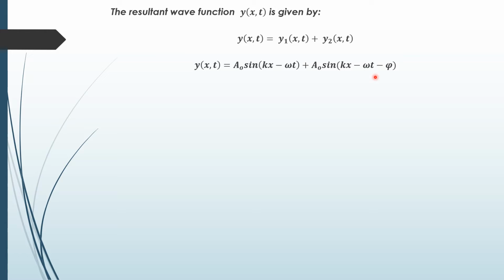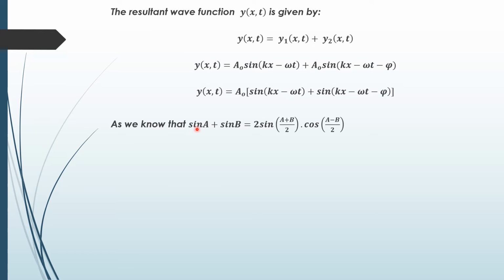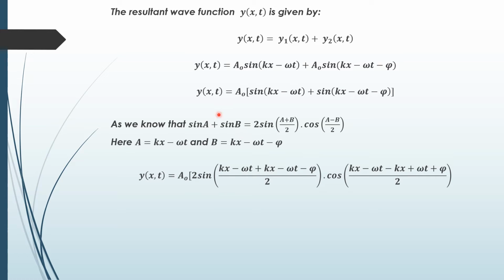So again this is similar with the formula sin A plus sin B, which is equal to 2 sin((A + B)/2) into cos((A - B)/2). So if we take a0 constant, we get a0 into bracket sin(kx - ωt) plus sin(kx - ωt - φ). So here we have A is equal to kx - ωt and B is equal to kx - ωt - φ. Now expand it using this formula.